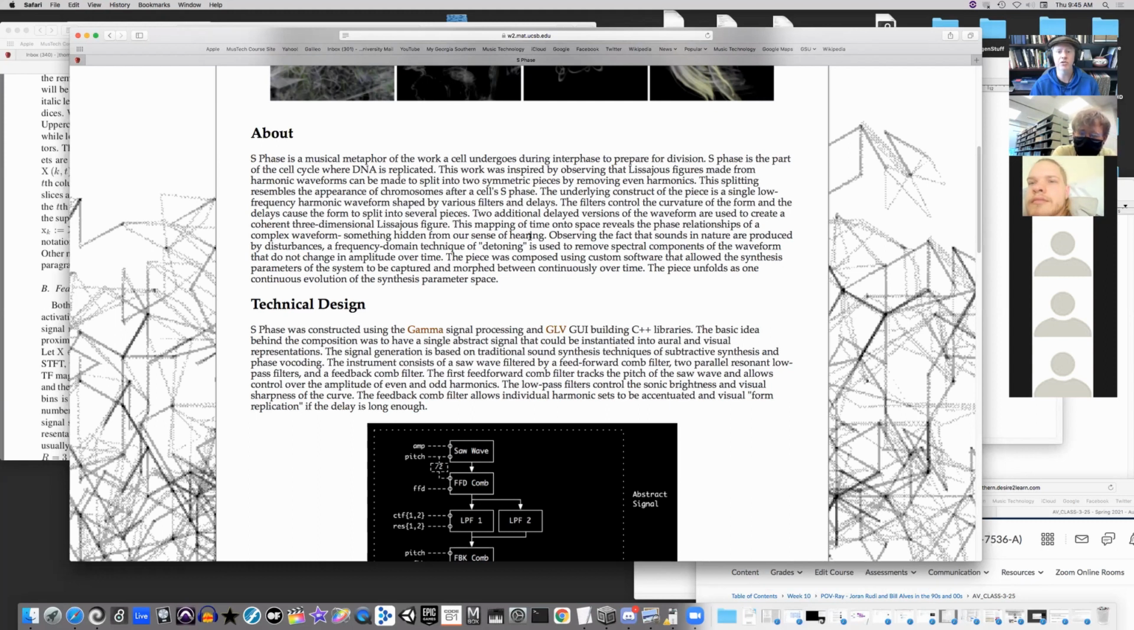The filters control the curvature of the form, and the delays cause the form to split into several pieces. So depending on if he's doing positive or negative feedback. Two additional delayed versions of the waveform are used to create a coherent three-dimensional Lissajous figure, so we won't hear those, we'll just see them. This mapping of time onto space reveals the phase relationships of a complex waveform, something hidden from our sense of hearing.